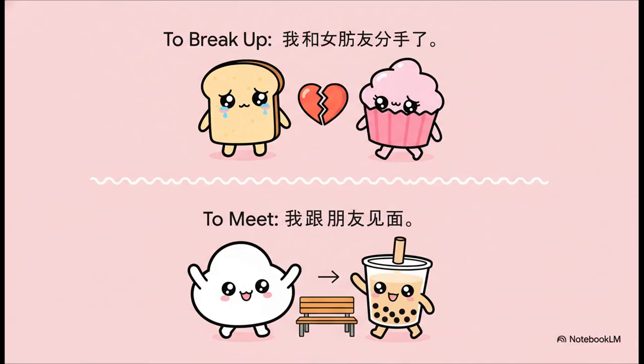And this same exact logic applies to all sorts of other relationship verbs. You don't break up your girlfriend, you break up with your girlfriend. 我和女朋友分手了. You don't meet your friend, you meet with your friend. 我跟朋友见面. I promise, once this pattern clicks, your spoken Chinese will sound so much more natural.